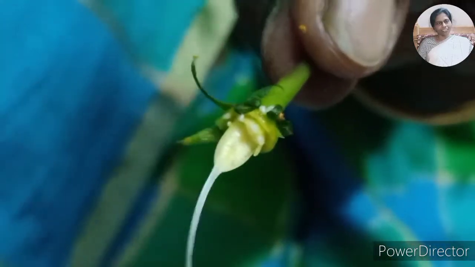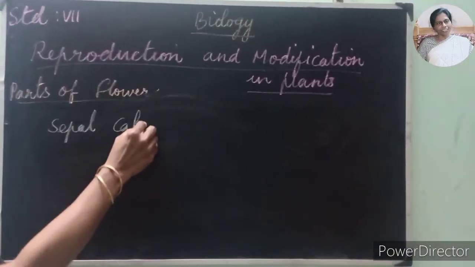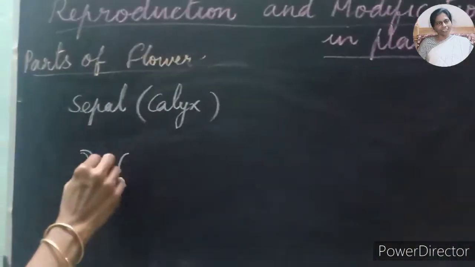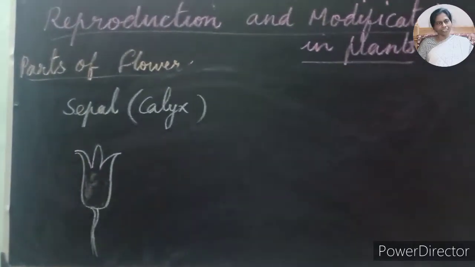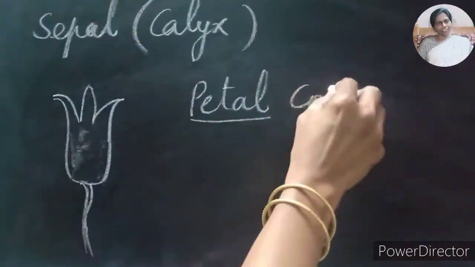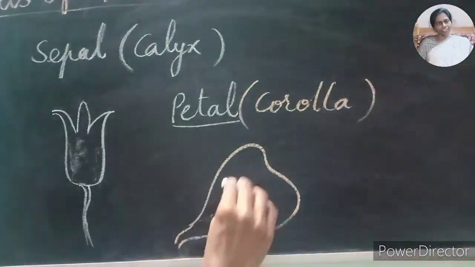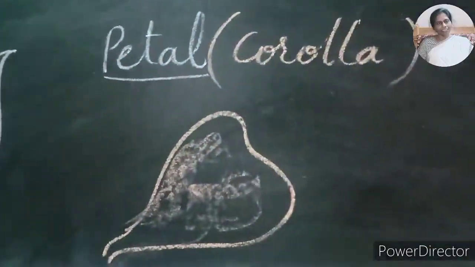So the flower consists of the green colored structure present as the outermost layer of the flower, the sepal. Calyx is a ring of sepals. The attractive sweet-scented larger structures are called petals. The ring of petals is the corolla.